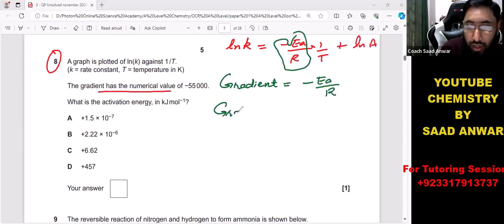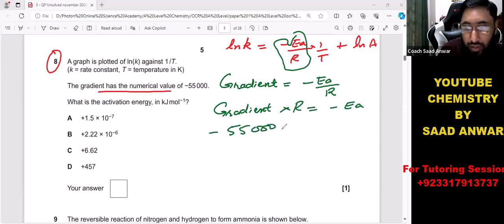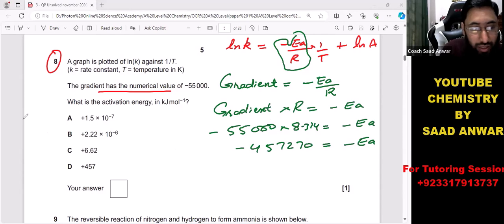So I can say gradient, because I multiply this with minus, that can confuse you. Gradient times R is equals to minus EA. So gradient is 55000 minus R is 8.3143 minus EA. So when I solve this, I will be getting minus 457270 minus EA. So minus will be cancelled by minus. Yes, I can cancel out this negative with this negative.